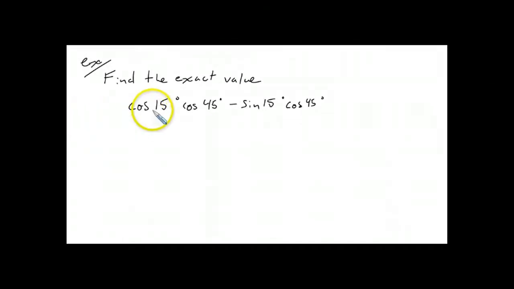With this one, I have cosine of 15, cosine 45, minus sine 15, oh, that's supposed to say sine, my bad.